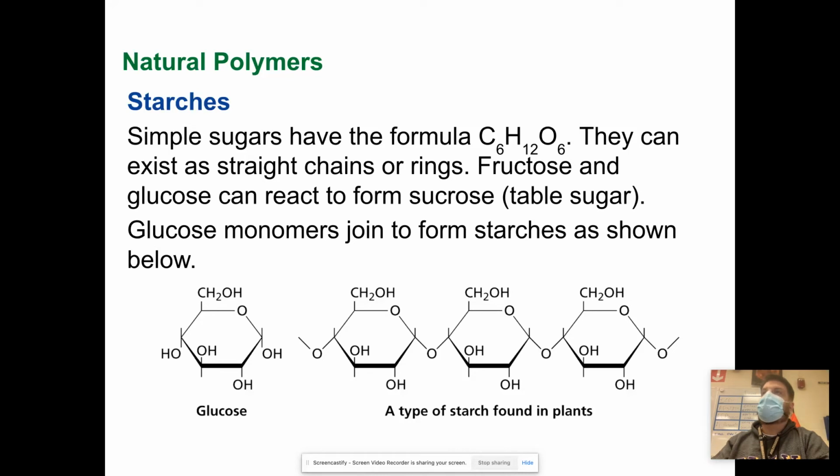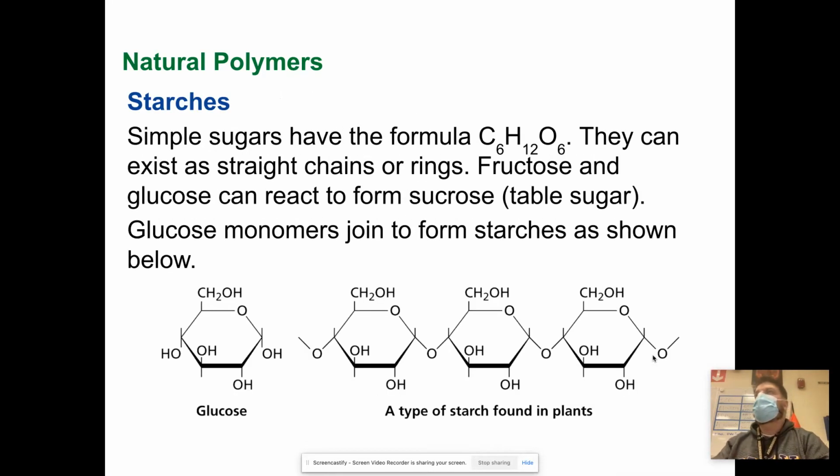Starches are really complex sugars. So simple sugars, such as C6H12O6, can exist in straight chains or rings. Fructose and glucose form sucrose, which is like table sugar. Glucose monomers join to form starches as shown. So the difference between a complex carbohydrate and a simple sugar is the length of the chain, so to speak. So this is just regular glucose, and this is a starch that's found in plants.